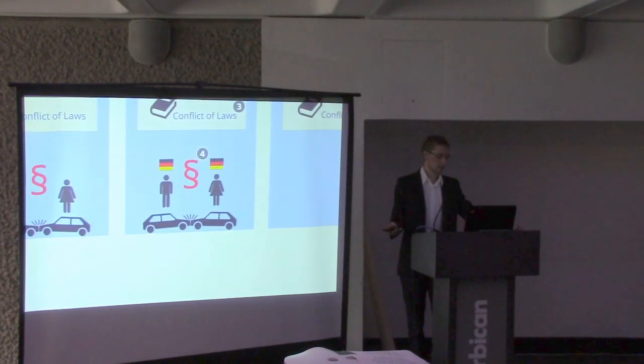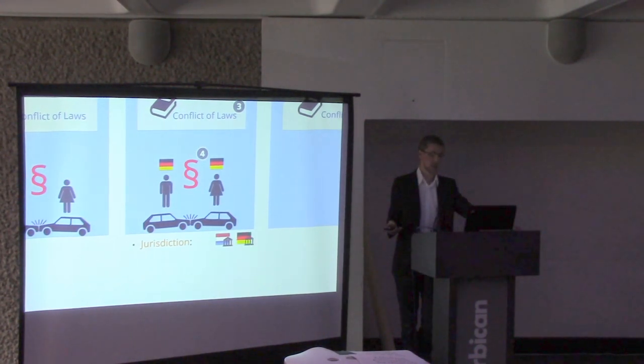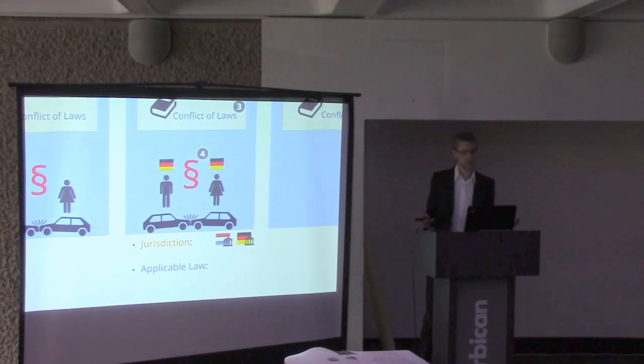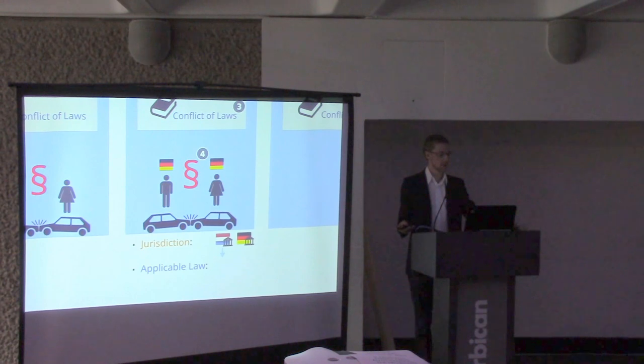Now, in our case, not only would the Dutch courts have jurisdiction because it's the place of the accident, but also the German courts because both parties are German. But both courts would apply the same law to the case because the rule on conflict of laws is the same in both countries, and this rule tells the judge to apply the law of the parties if both parties have their residence in the same state. So both judges, regardless of the court you seize, would apply German law to this case, which is interesting.